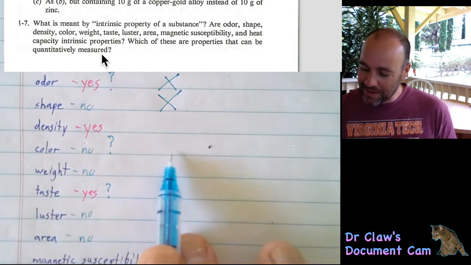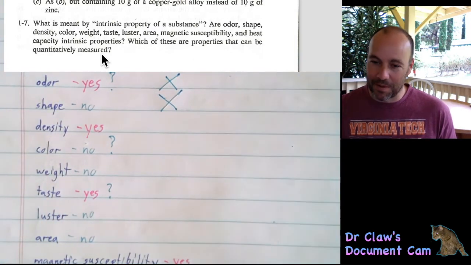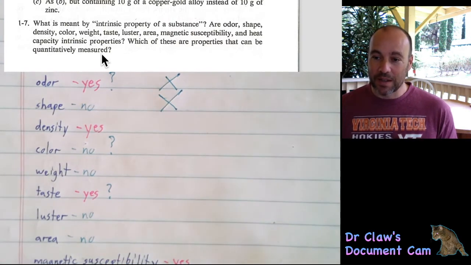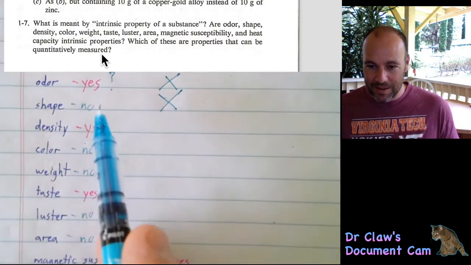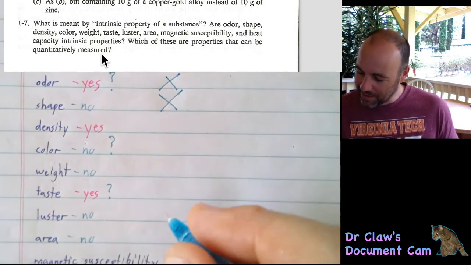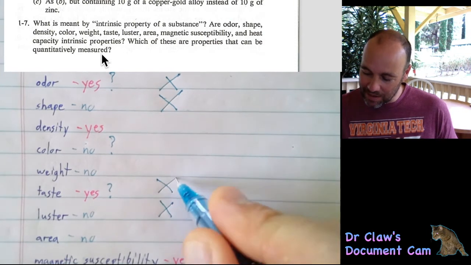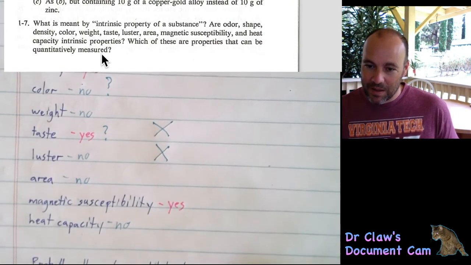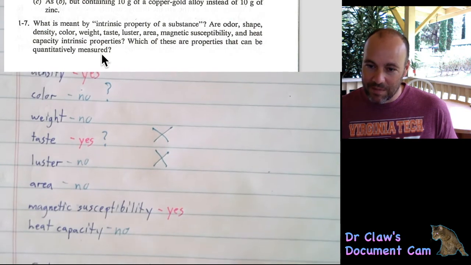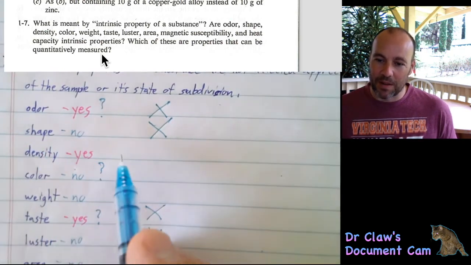Color you probably could, right? Because that's a wavelength of light, that's a number. Quantifying something means associating a number, right? So, luster, if you're not creative, you probably couldn't do that. Taste, probably couldn't do that one. So the rest of them, I think even non-creative people could quantify.